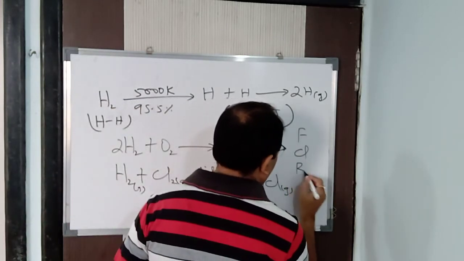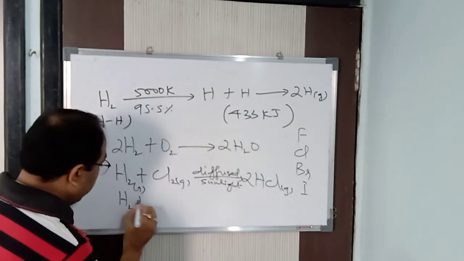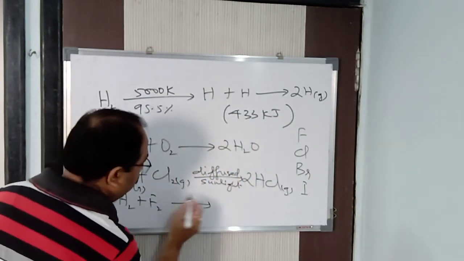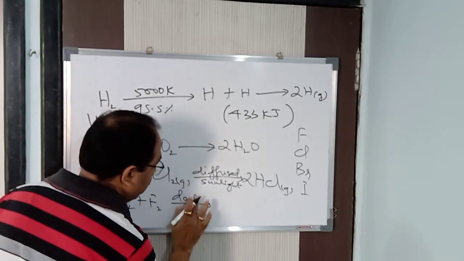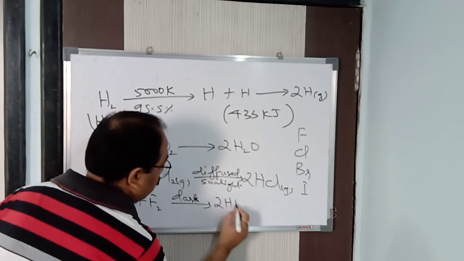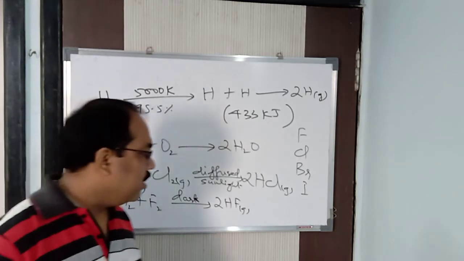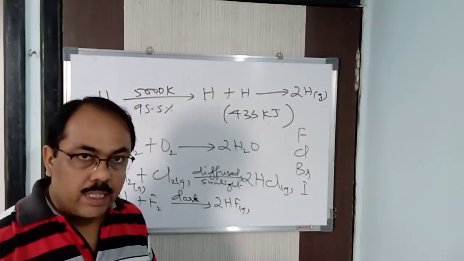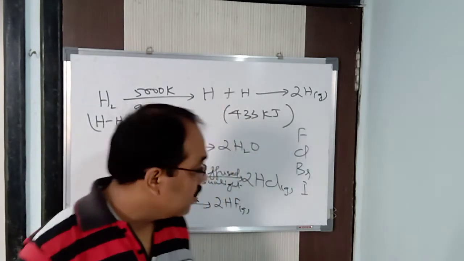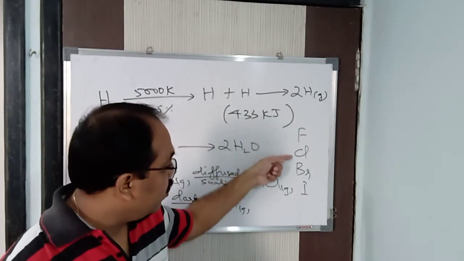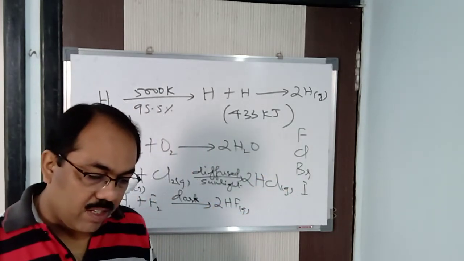Fluorine, chlorine, bromine, iodine. Now for fluorine, if I take H2 plus F2, here in dark the reaction is possible. It gives you 2HF. Yes, in dark the reaction is possible when hydrogen reacts with fluorine. But with chlorine the reaction is not possible in dark, because fluorine is more reactive than chlorine, which is more reactive than bromine, which is more reactive than iodine. Iodine is the least reactive.